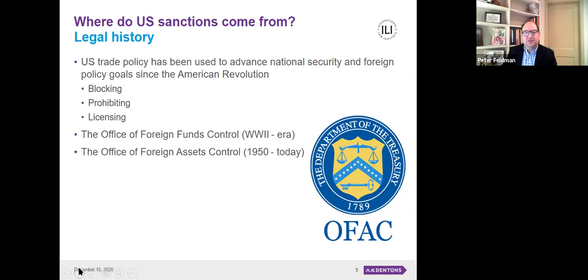And it's also important to note that OFAC's jurisdiction is very wide, but it's not all encompassing. OFAC does not have the authority to bring criminal prosecutions, even of sanctions matters. Those can only be done by the U.S. Department of Justice. Next slide, please.